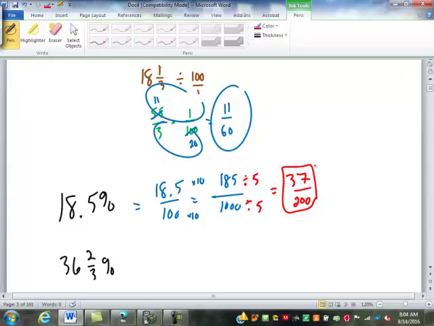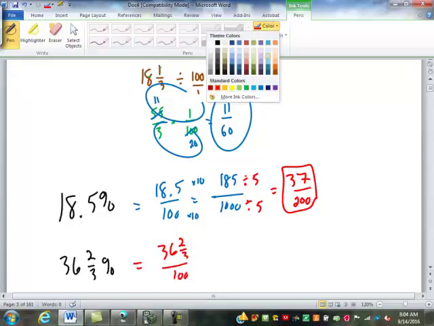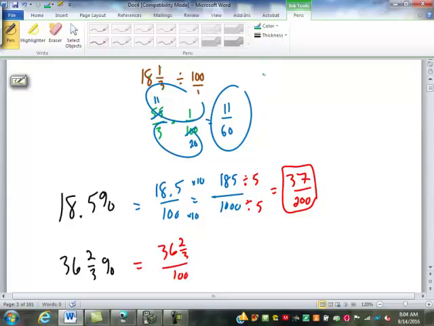Good. 36 2/3%, of course, is 36 2/3 over 100. What do we do with that? Multiply by 3. Get rid of the fraction, or did you divide it out? Multiplied by 3. Gives us 110 over 300. Both of those divide by 10. 11 over 30.